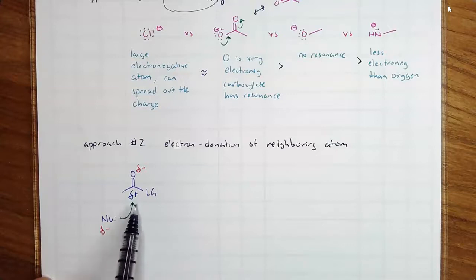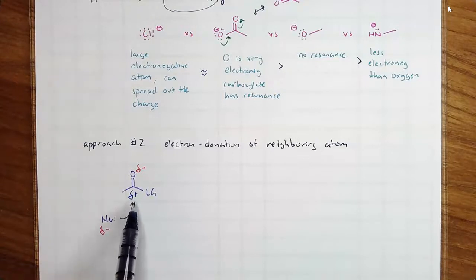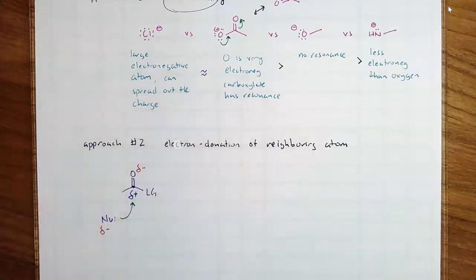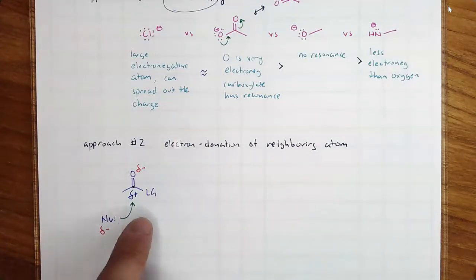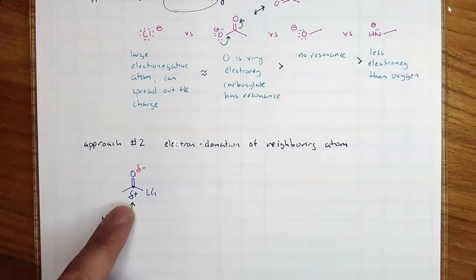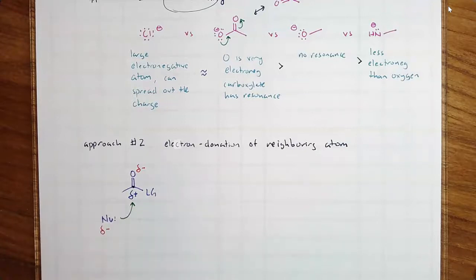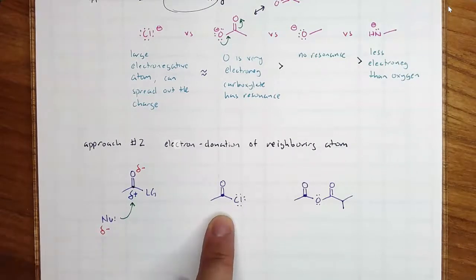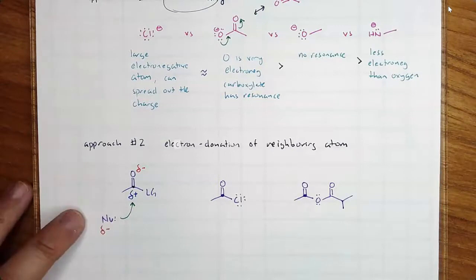So opposites attract. If this partial positive charge is decreased, lessened, then the nucleophile is less likely to attack this dot right here. So I'm going to draw the two carboxylic acid derivatives, and we're going to compare which one is mitigating or decreasing this partial positive charge. Here are the two molecules I want to analyze at first, an acid chloride and the anhydride.